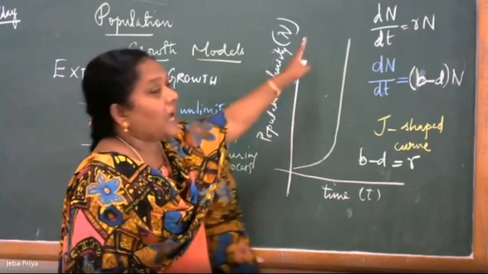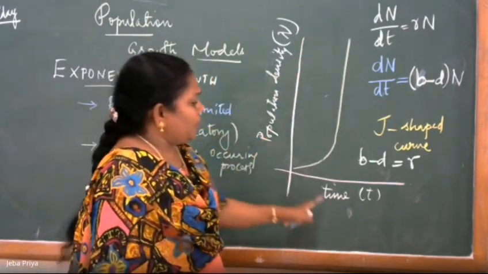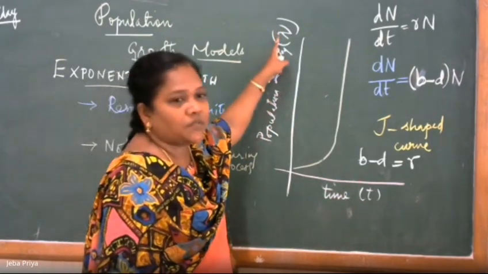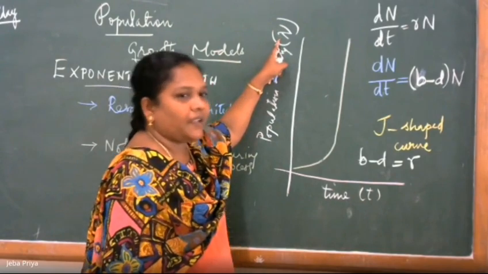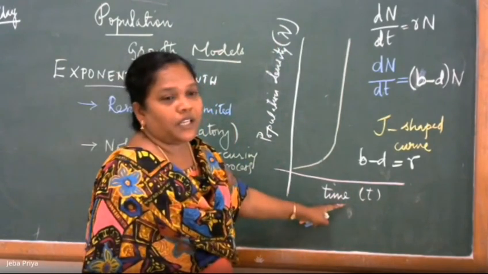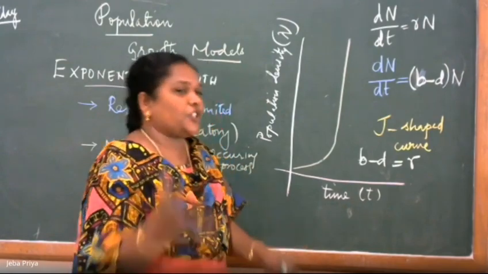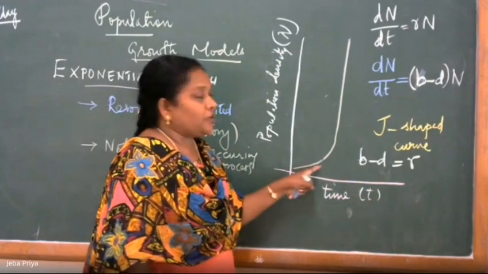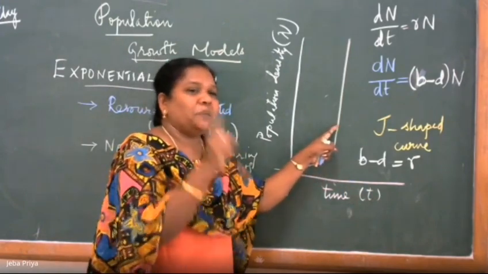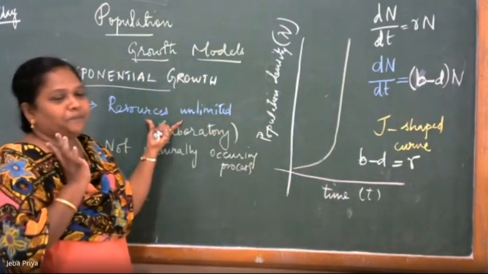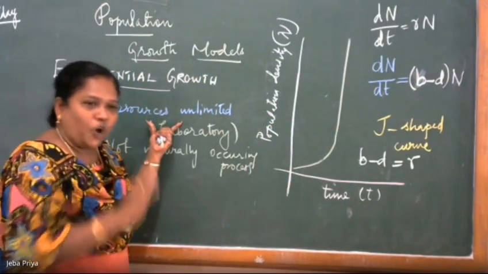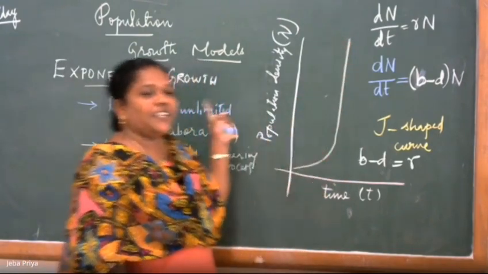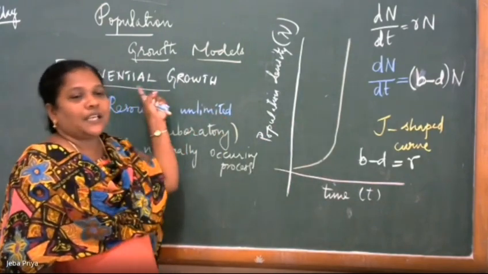So when the resources are unlimited, what happens? Here, when you plot a graph against time t and the population density, the population size is measured in terms of N. According to time t, you calculate whether there is an increase or decrease in population. So when the time increases, what happens here? The population growth also increases. Why? Because the main thing is resources are unlimited. There is no restriction and no competition, so the growth goes on increasing. This type of growth curve is called the exponential growth curve.